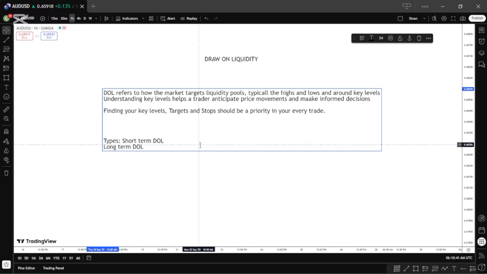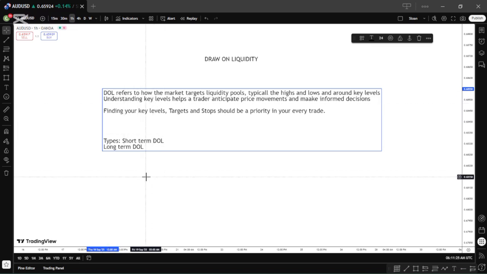All right, so importance of draw on liquidity. Draw on liquidity helps traders anticipate price moves by identifying key levels where liquidity pools, such as swing highs, swing lows, and accumulation, occur. Now, these levels often act as magnets for price, and recognizing them improves trade timing and risk management. Draw on liquidity also reveals where institutional traders might step in, allowing retail traders such as you and I to align with smart money. Additionally, knowing where liquidity is drawn helps avoid common traps like stop hunts and unnecessary setups.